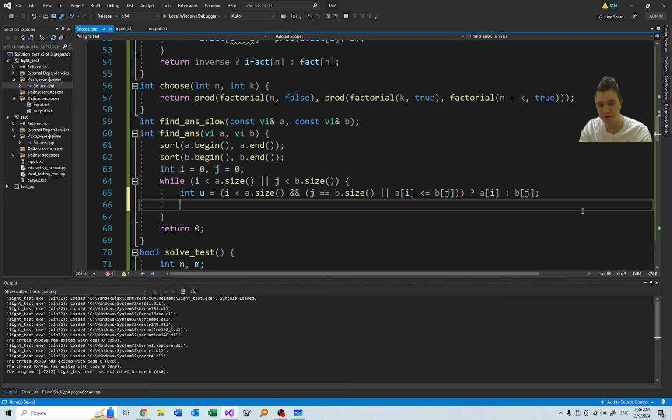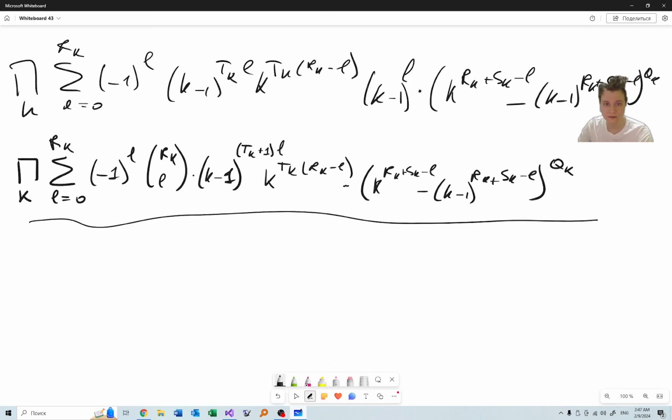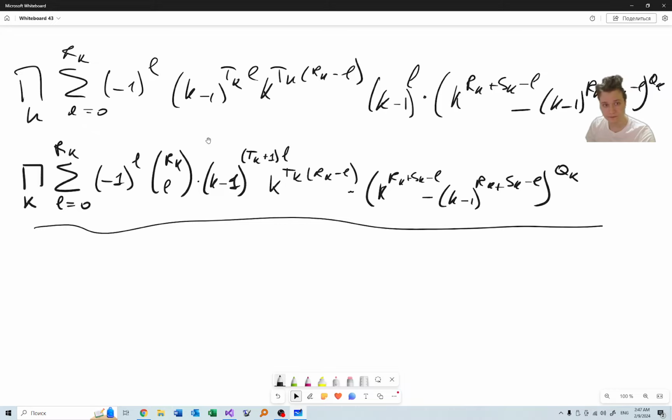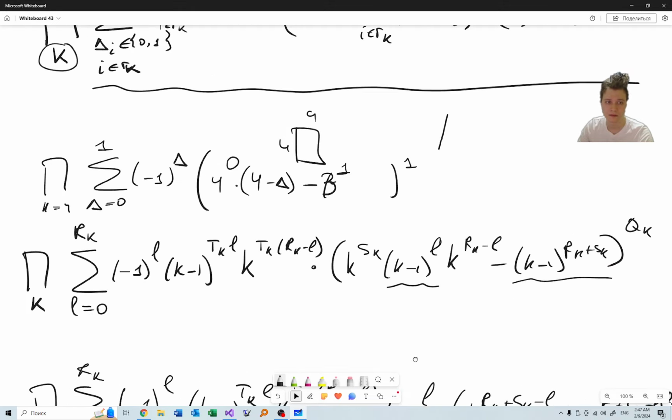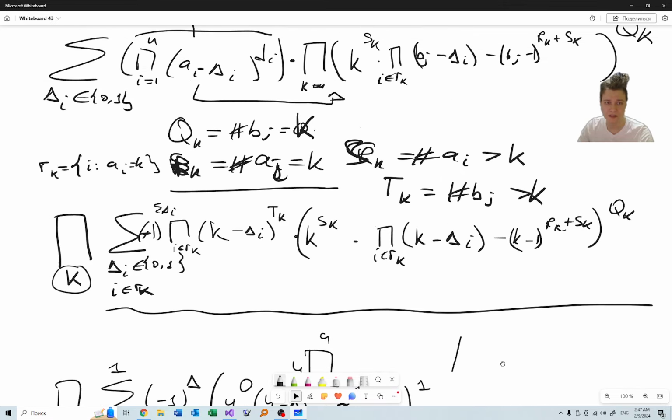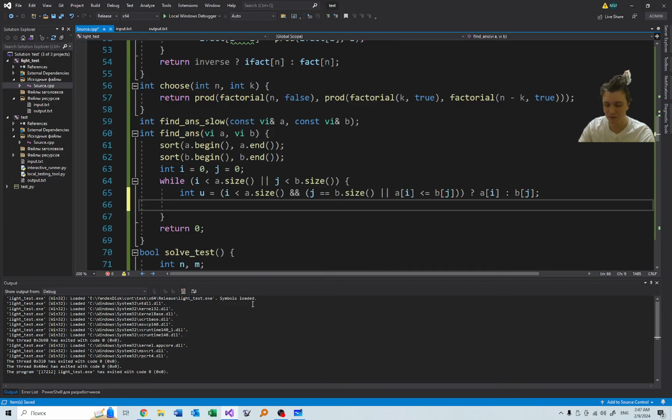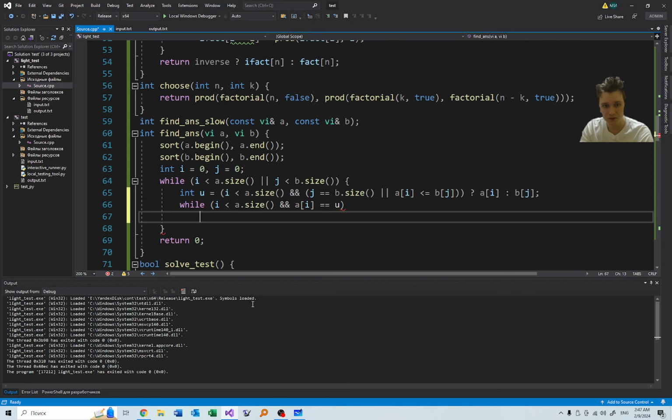Then I have to calculate these numbers. So I need to calculate rk, tk, sk, and qk. This is what I need to calculate. So rk is the number of a's which are equal to this number. So while i is less than a.size and ai equals u, plus plus i, plus plus rk.